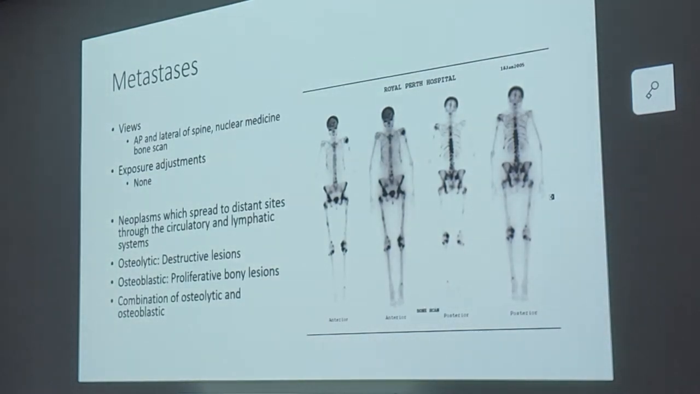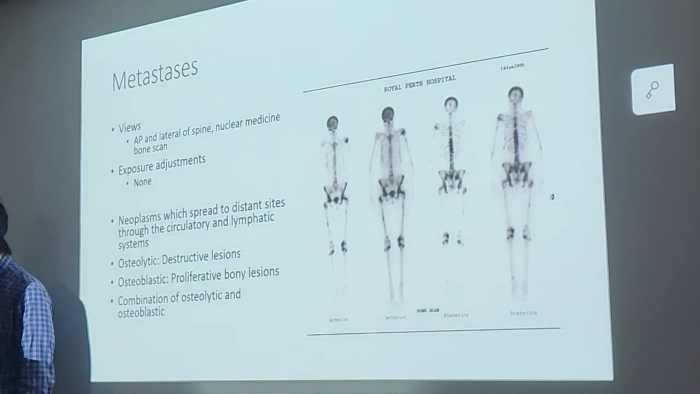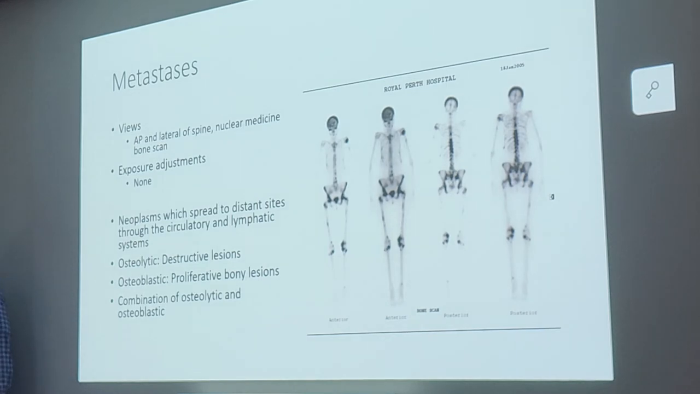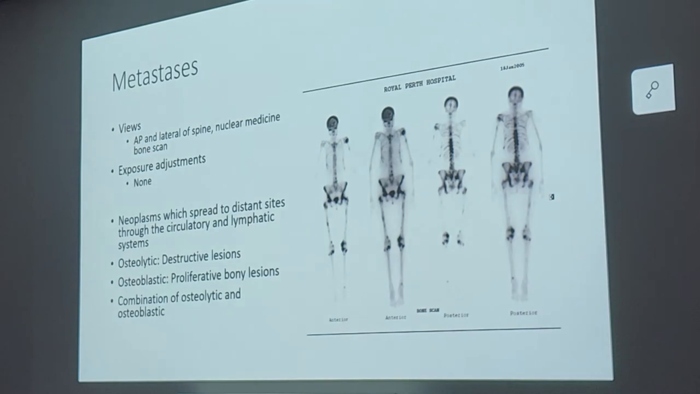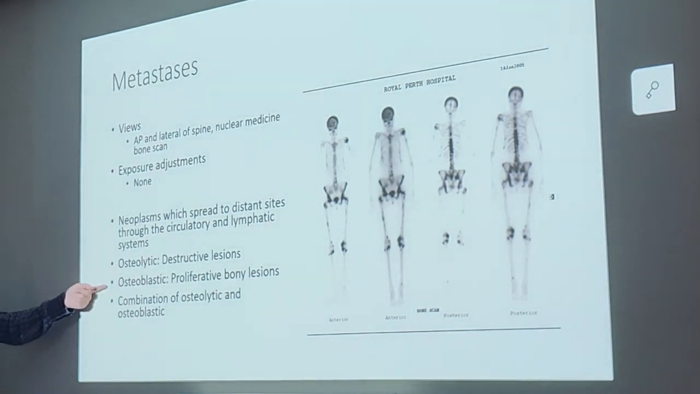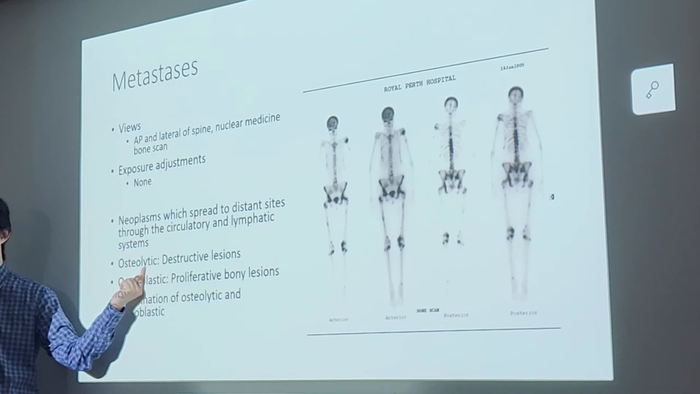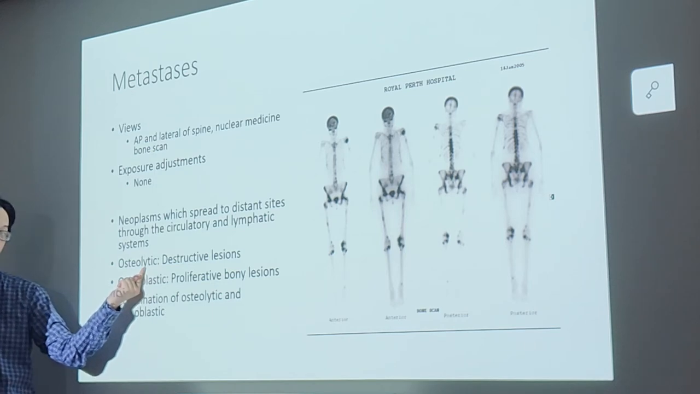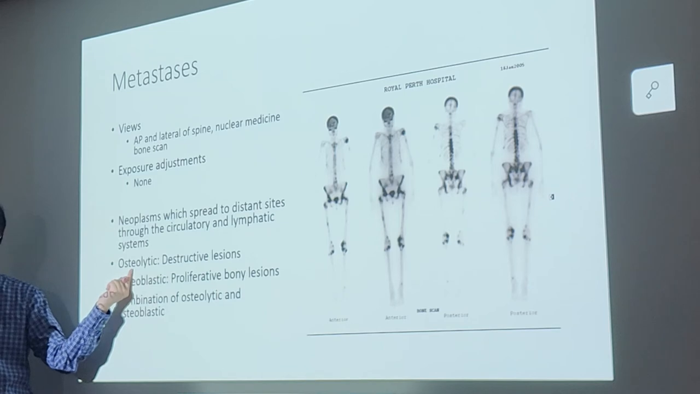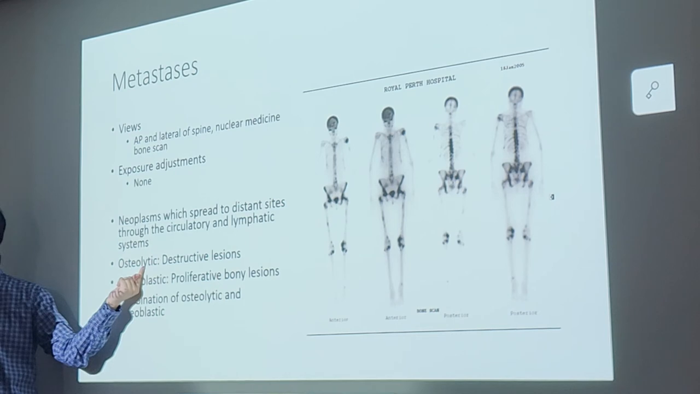Metastasis, we've talked about metastasis before. It's just cancer that spreads, so it is malignant. In this case, I'm going to throw in two more vocabulary words: osteolytic, osteoblastic. Lytic, what does lytic mean? Lysis. Destruction. Osteo? Bone. So what does the cancer do? Bone destruction. It destroys the bone.